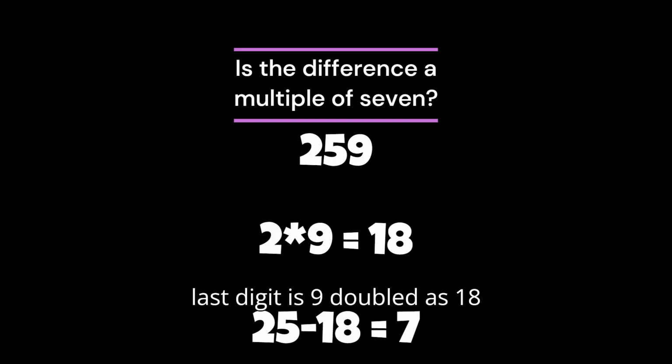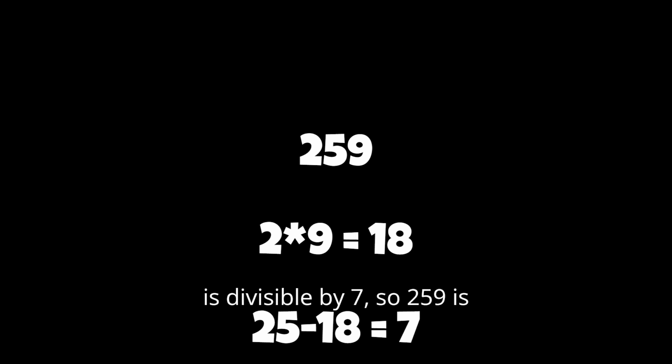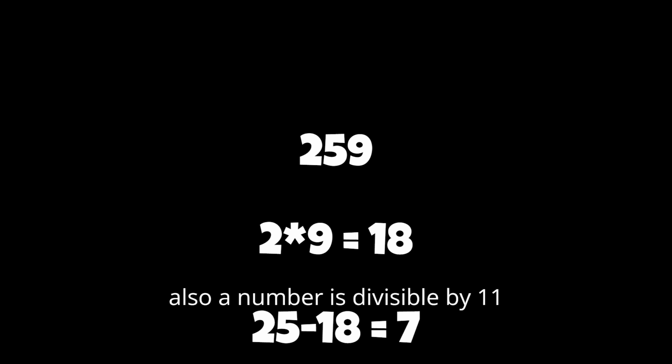Another example is 259. The last digit is 9, doubled is 18, and 25 minus 18 equals 7, which is divisible by 7, so 259 is also.